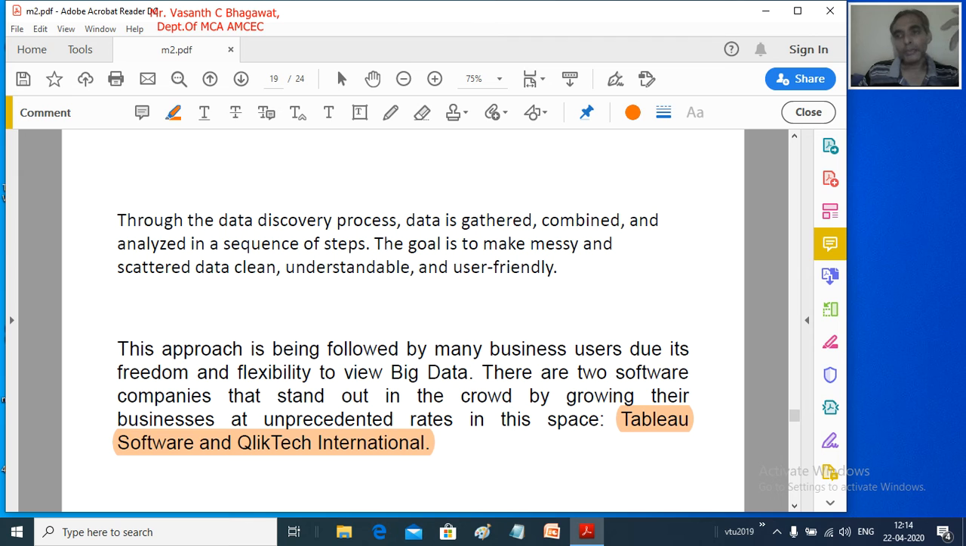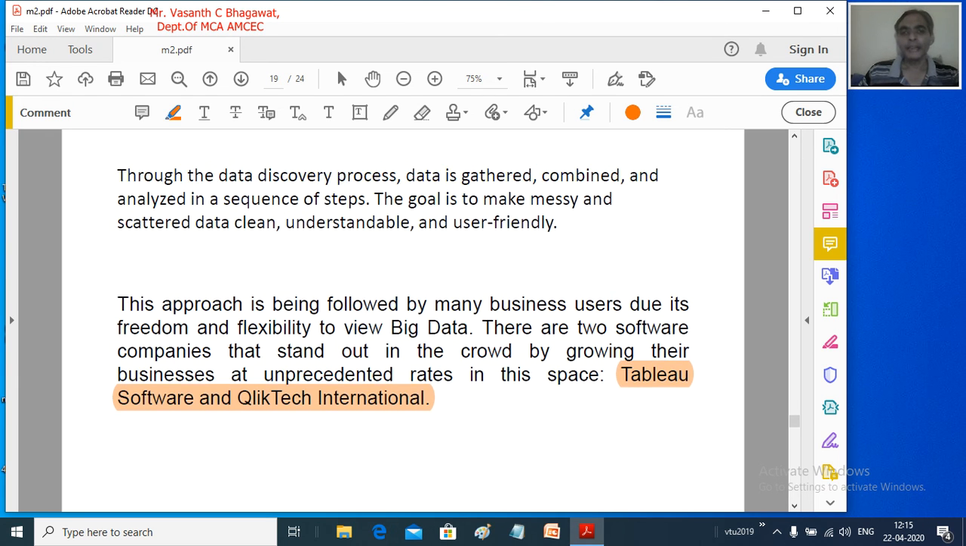They have their own methodology. There are certain steps and tools available for data discovery also. They use those tools and those steps, they collect the data, clean the data, combine it, and to some extent they even do the analysis of that data and give it to us. So we see that organizations are moving from business intelligence into data discovery.